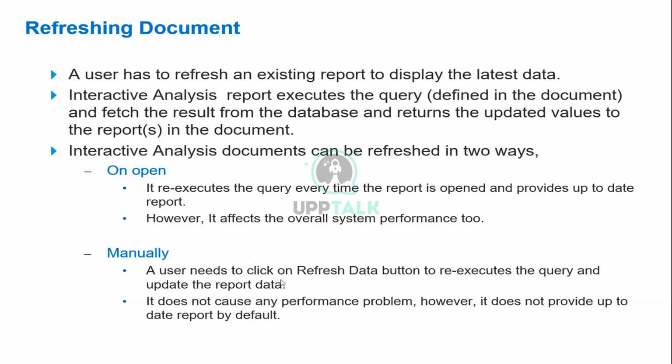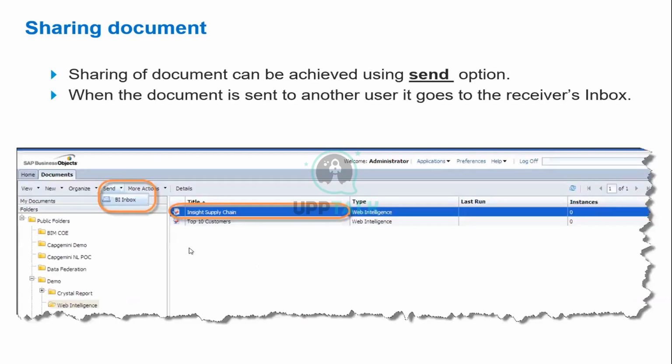Manually is also there. We can also check the data. We can see that the user needs to click on the Refresh Data button to re-execute the query and update the reported data. It does not cause any performance problem. However, it does not provide an up-to-date report by default. By default, it will not come. We should open the report and click on refresh. Then only it will come. There are these two ways based on our requirement. We can use any of these ways.